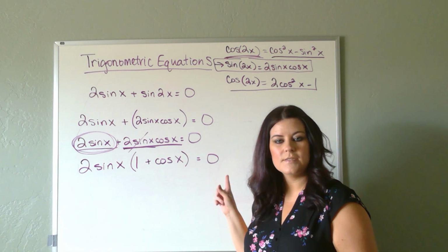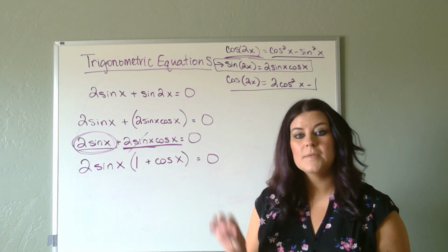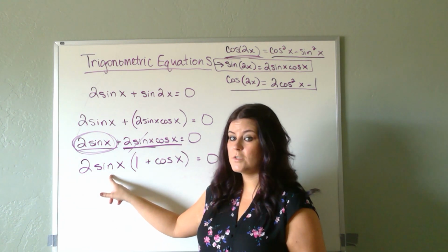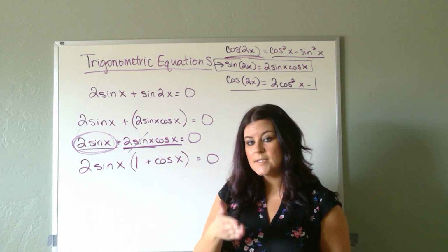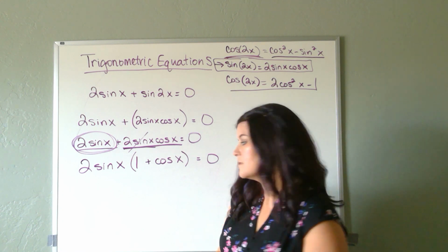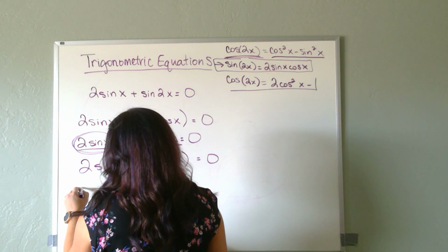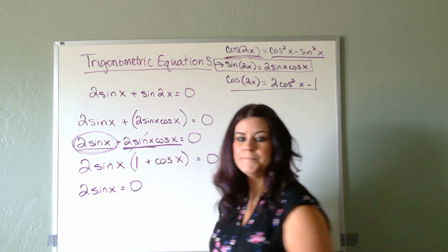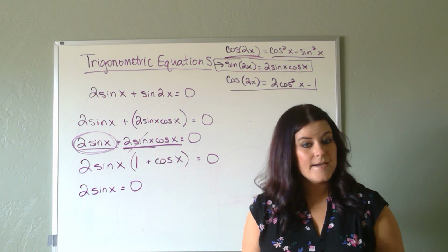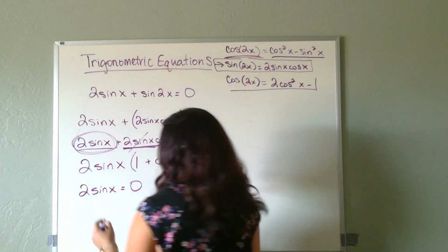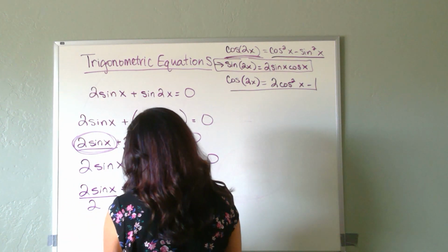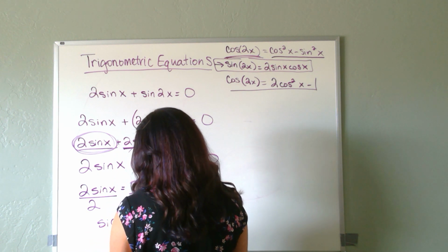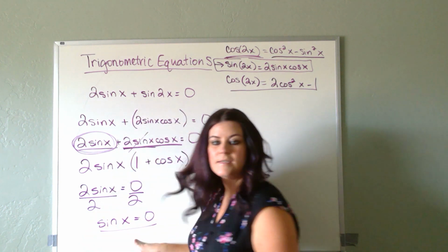Okay, so what does it look like here? I've got 2 factors equal to 0. I'm going to do what I've been doing. I'm going to set each factor equal to 0. This factor is just one term. Don't discount that. Still set it equal to 0. It's going to give you some answers. Okay, so the first factor, 2 sine x equals 0. I need to solve for x. Let's isolate the sine function, dividing both sides by 2. Well, 0 divided by 2 is still 0. So I get sine x equals 0.